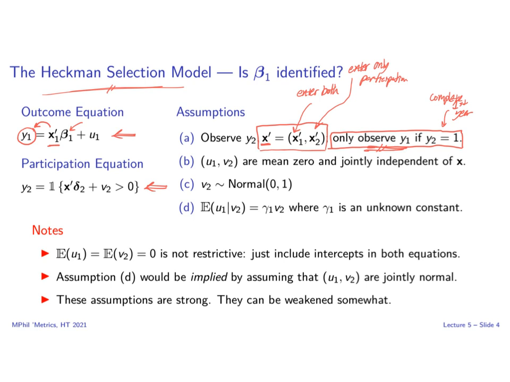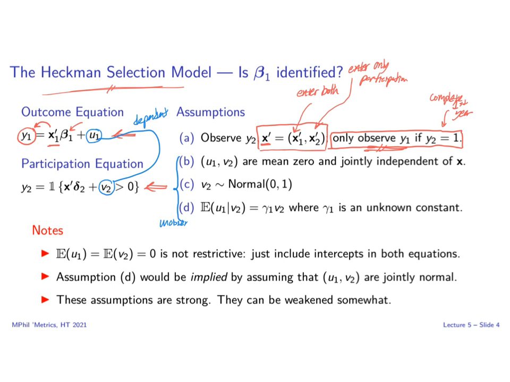To allow selection on unobservables, we need to allow an unobserved variable to enter both equations. This is equivalent to allowing u1 and v2 to be statistically dependent, in that knowing something about v2, which affects participation, tells us something about u1, which affects outcome. The assumptions B, C, and D on the slide concern these unobserved errors.